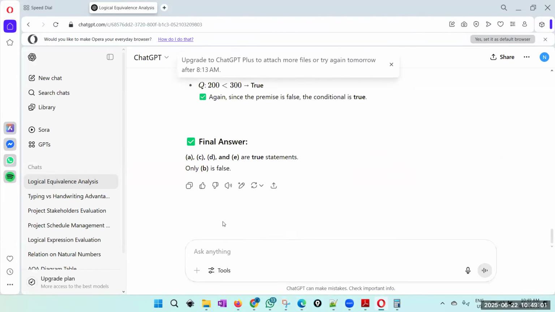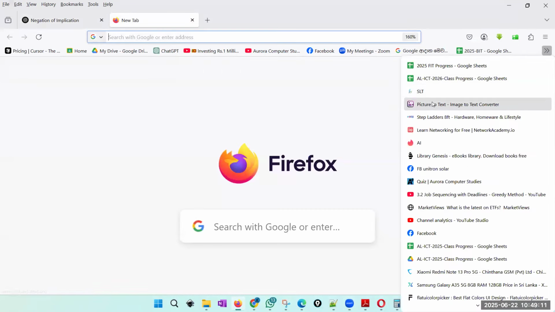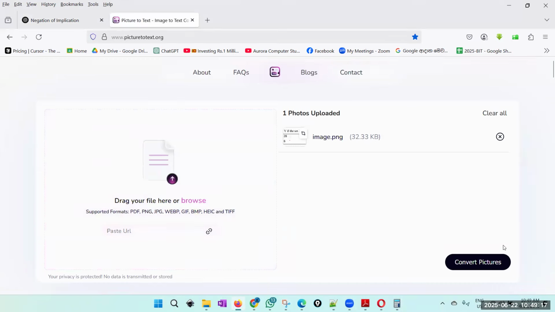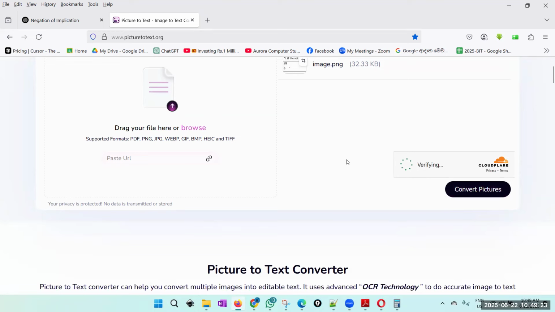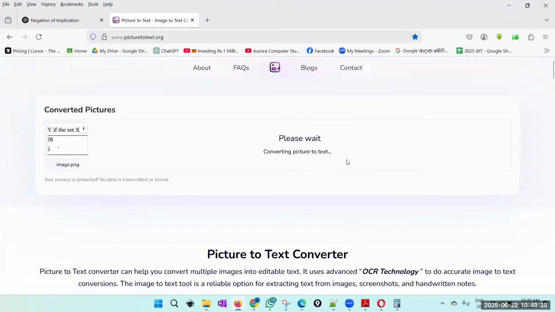Right, I can't use any of these now. But there's a workaround for that also with me. When there's a problem, there's an answer. So let's first convert it to text and then put it to ChatGPT, because ChatGPT is not happy with giving me a lot of images.